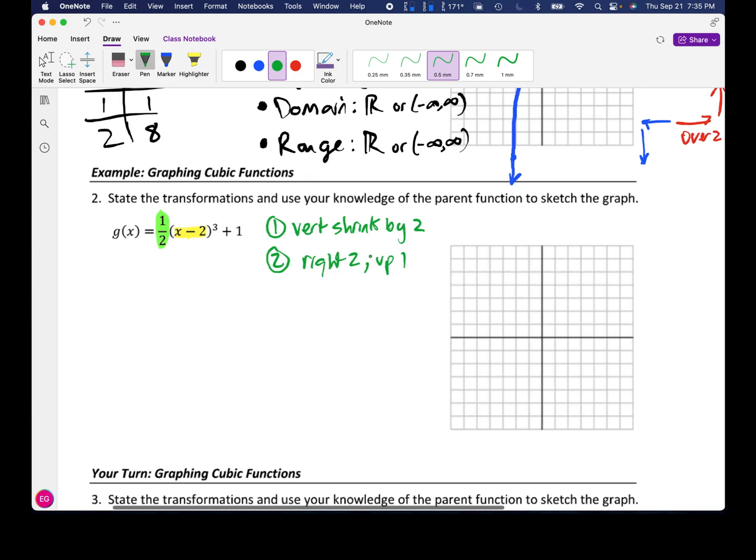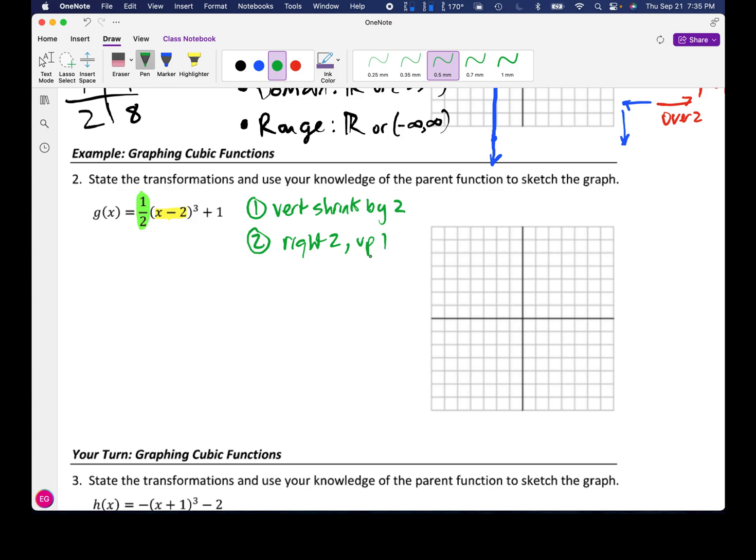If we're using the shortcut, I'm going to start with that actually. So I'm going to go right 2 and up 1. This is where the middle point is going to end up being. And what I would normally do is go over 1 and up 1 to the third, so up 1, but I'm going to cut that in half. So I'm only going to go up a half from there.